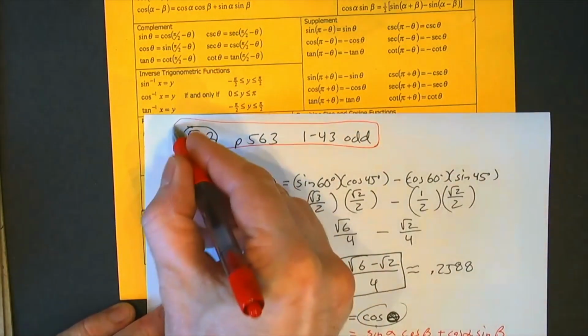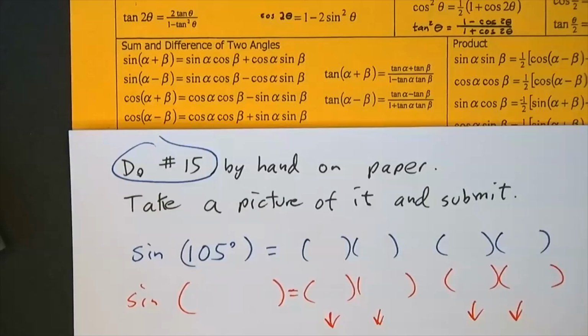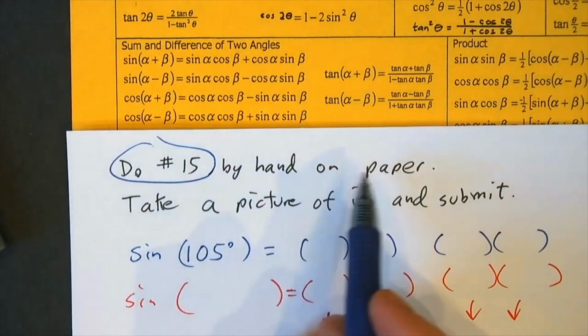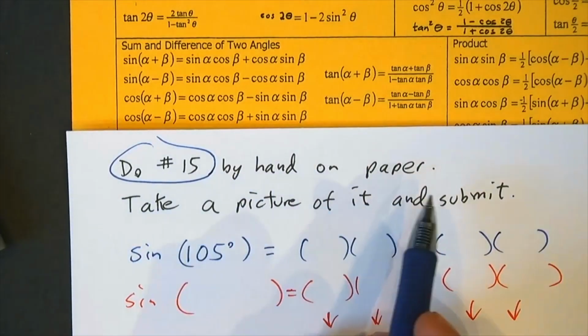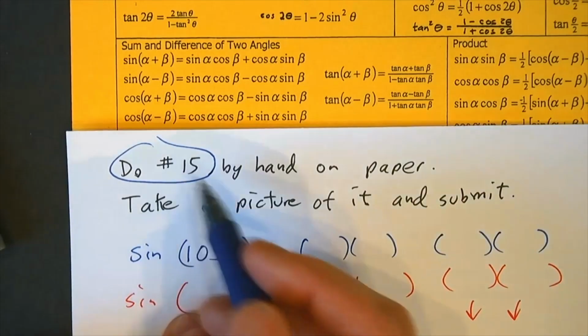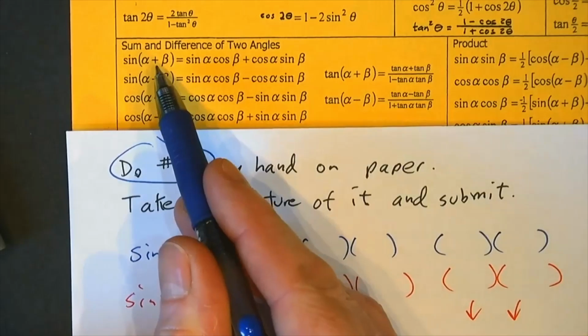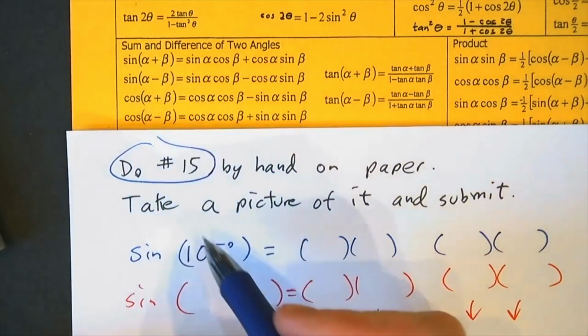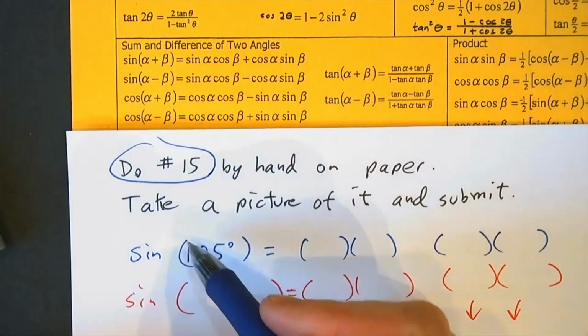Check out my homework online. See what you can do. Okay, and to get credit, I want you to make sure you do number 15 by hand on paper. Take a picture of it and submit. It says sine of 105 degrees. So try to figure out, what can I do? It's sine. Are there two numbers that add up to 105 or two numbers that subtract to 105?